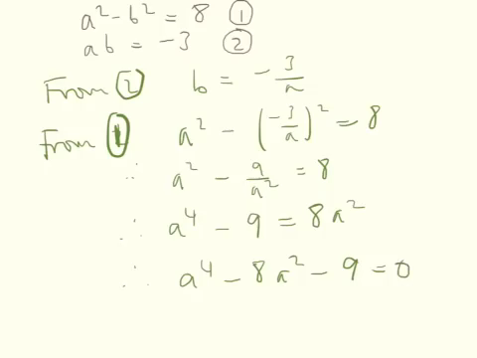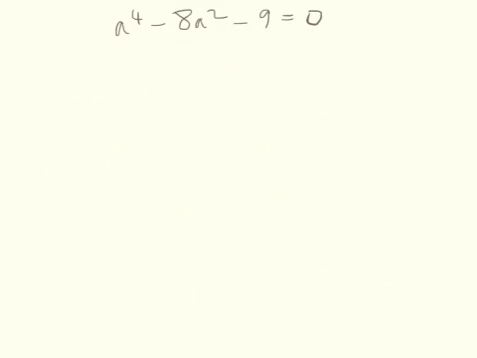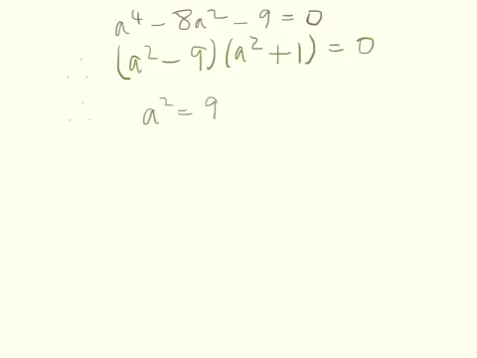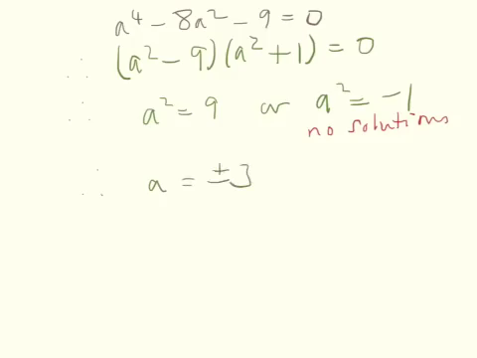That's a quadratic in a squared. We always try to solve quadratics by factorising if we can. (a squared minus 9)(a squared plus 1) equals 0. Check that by multiplying out. And then we get a squared equals 9 or a squared equals minus 1. Because a has to be a real number, look at the beginning of the question, there are no solutions for that. And so the only two possibilities for a are plus or minus 3.